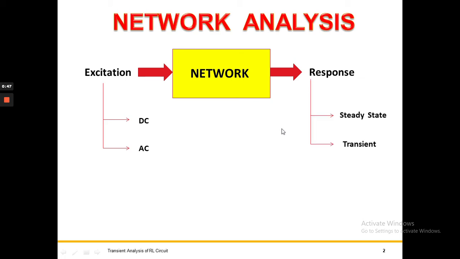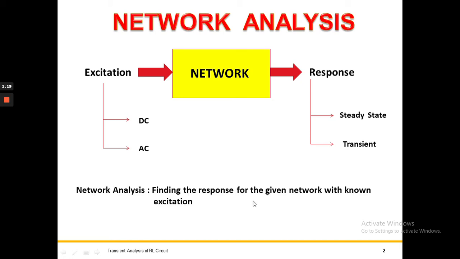Then the response can be classified as steady state response or transient response. When you are suddenly applying an input or withdrawing an input, the corresponding response is called the transient response of that network. After some time, the circuit will settle and achieve the final value. That value of voltage and current at different nodes and branches is called the steady state response.